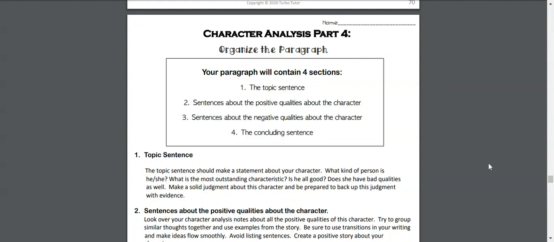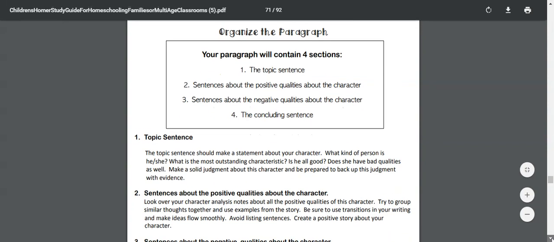The topic sentence should make a statement about your character. What kind of person is he, she? What is the most outstanding characteristic? Is he all good? Does she have bad qualities? Make a solid judgment about Achilles in this case, and be prepared to back up that judgment with evidence.